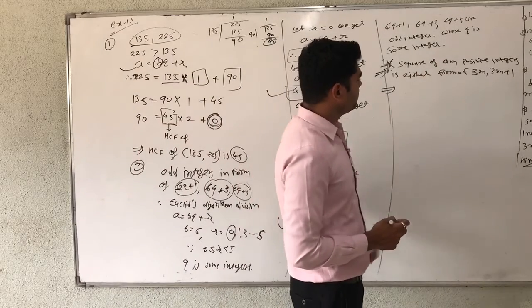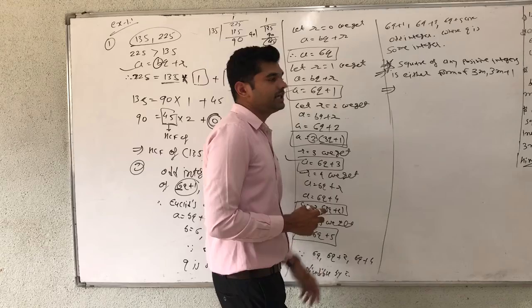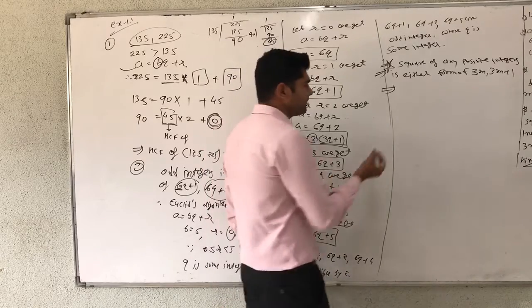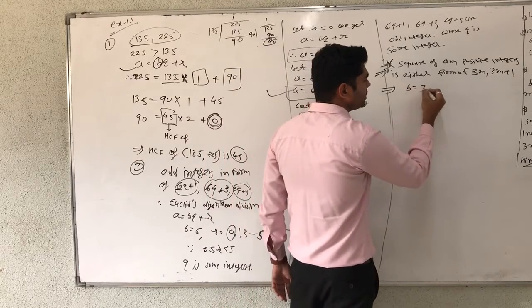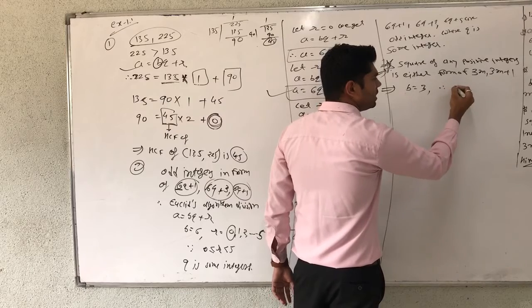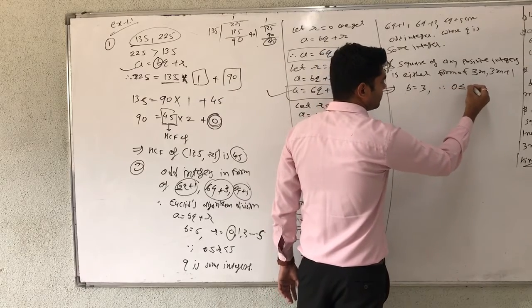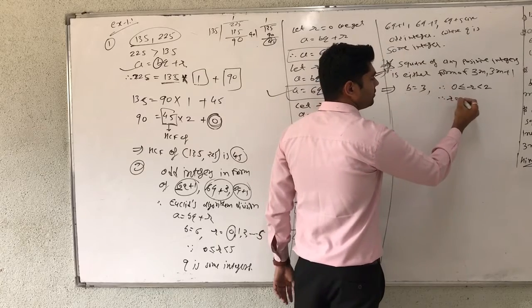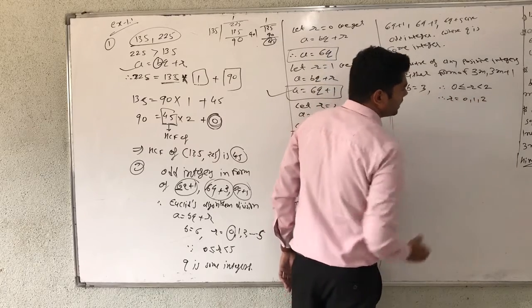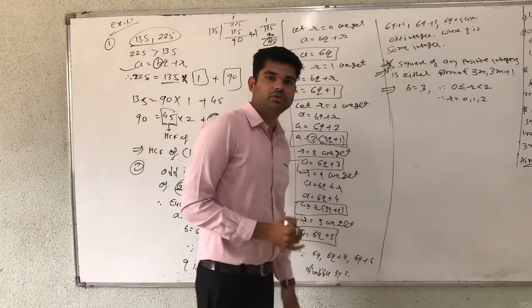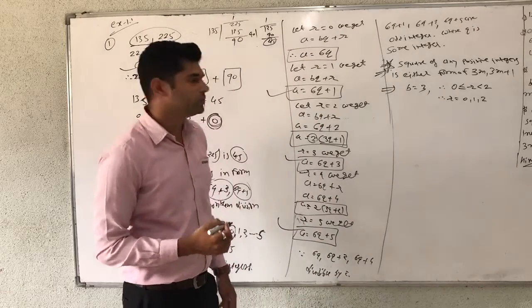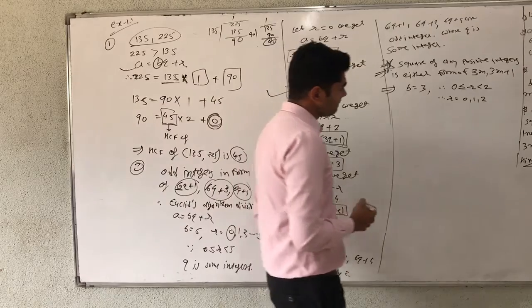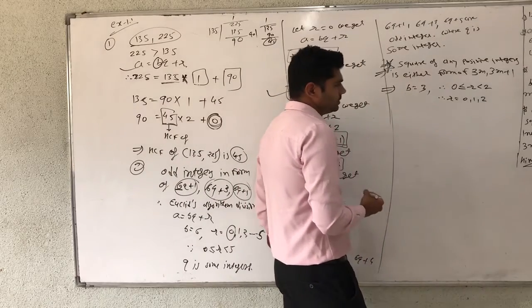Now, the square of any positive integer is of the form 3m plus 1. Here b is equal to 3, therefore r is greater than or equal to 0 and less than 3. It means the value of r is equal to 0, 1 and 2.